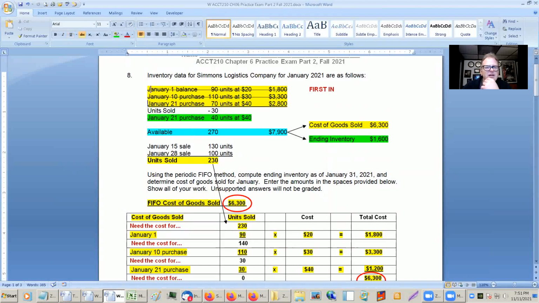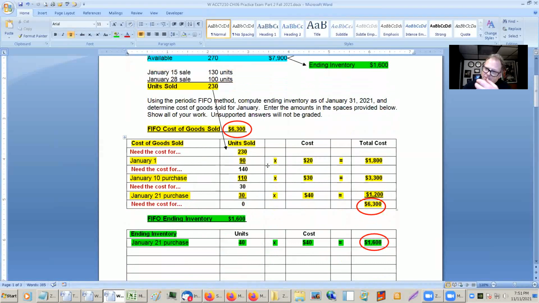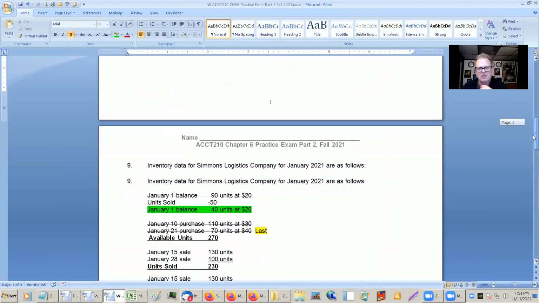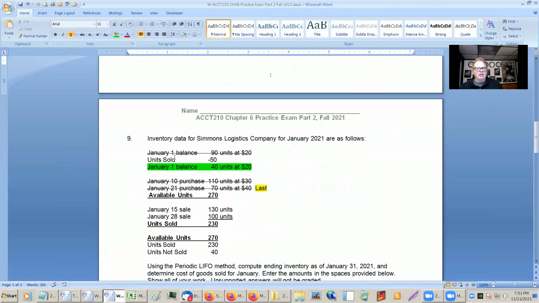For here, if you made a sale on January 15th, there's no way it could have been for ones that you purchased on January 21st. Right? I mean, they weren't even there. So first in, first out is the logical one, the one that best matches the way things really flow in business. Okay.